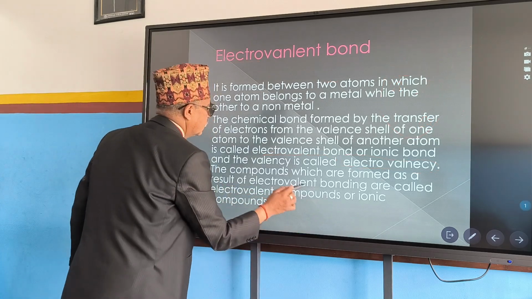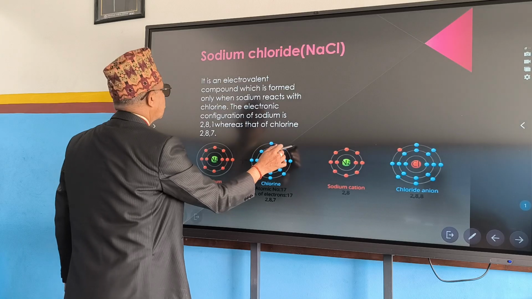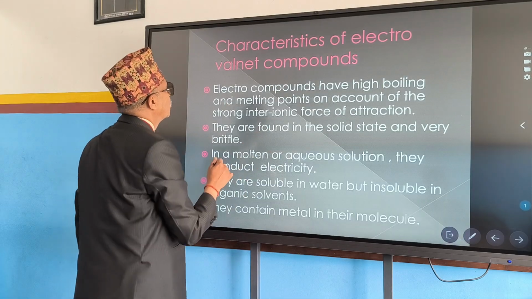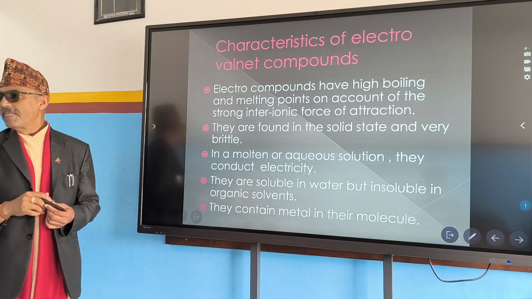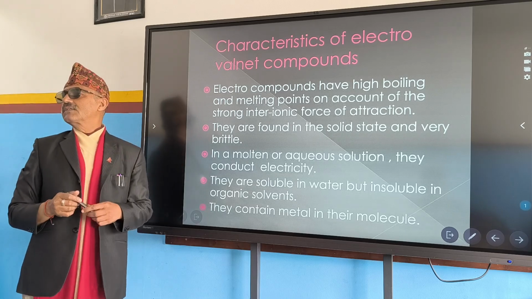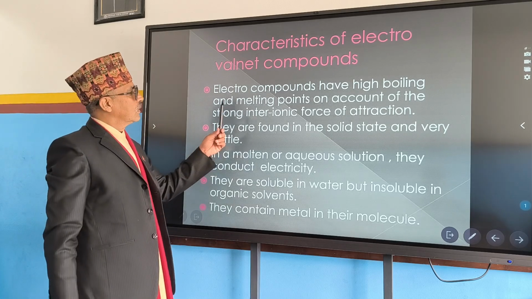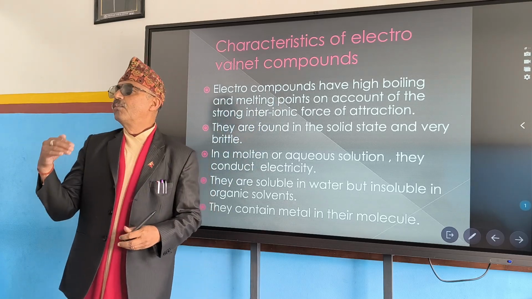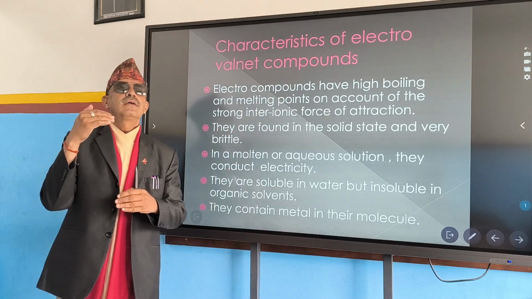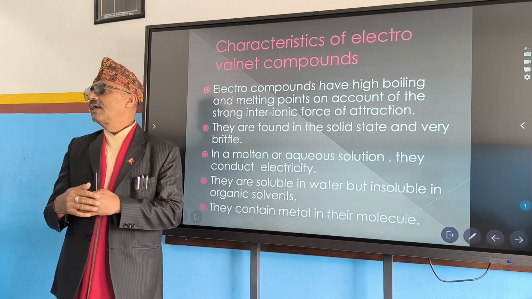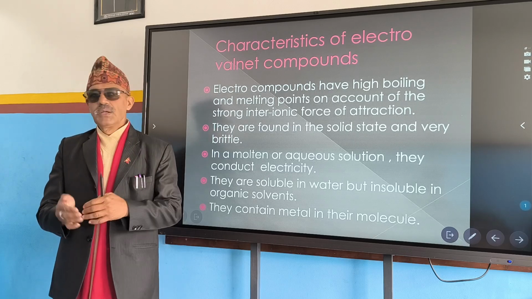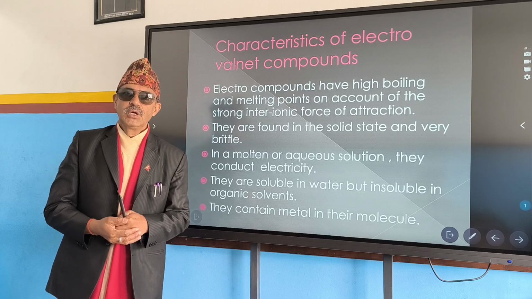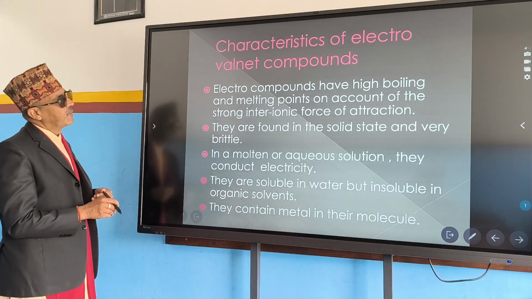So, here are some characteristics of electrovalent compounds we have to see. How many characteristics are given? 5. What's the first characteristic? They have high boiling and melting point. Boiling point means they change into gas at very high temperature. Melting point means they change into liquid at high temperature. Boiling point is high, melting point is high.